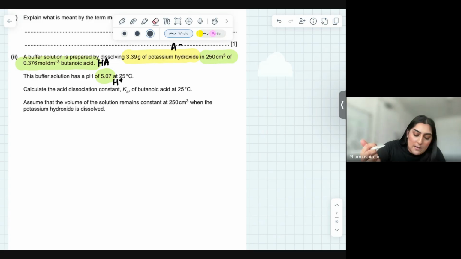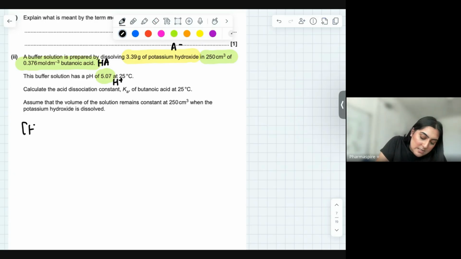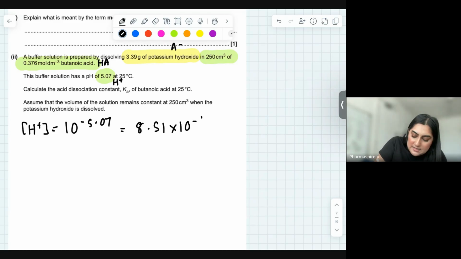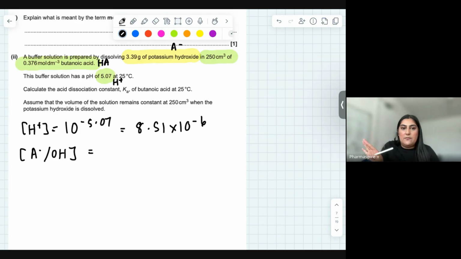So I'm going to work out my H+ first. That's my easiest. So I'm going to do 10 to the power of minus 5.07, which is 8.51 times 10 to the power of minus 6. Then I'm putting it as A minus, but you can also just put it as OH minus, whatever you want. But you need to just know that's your negative.